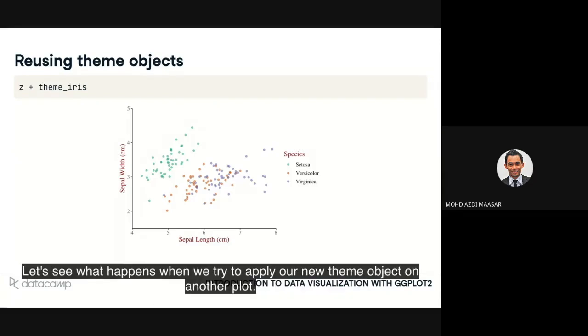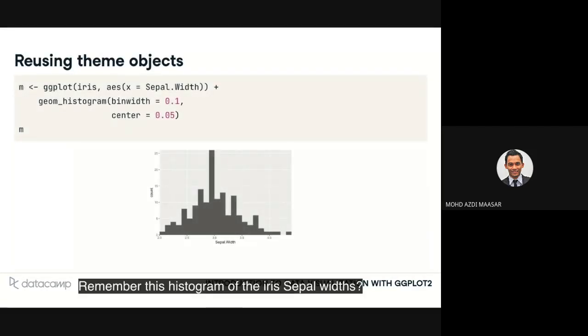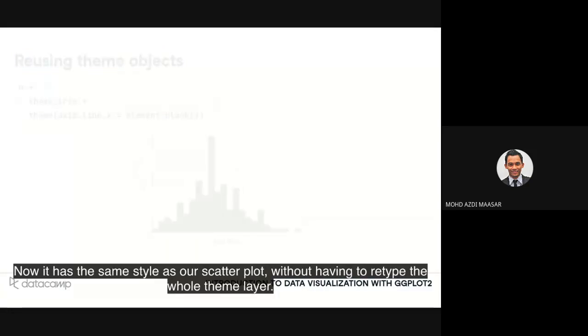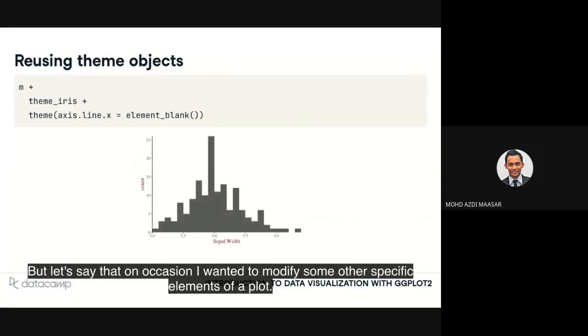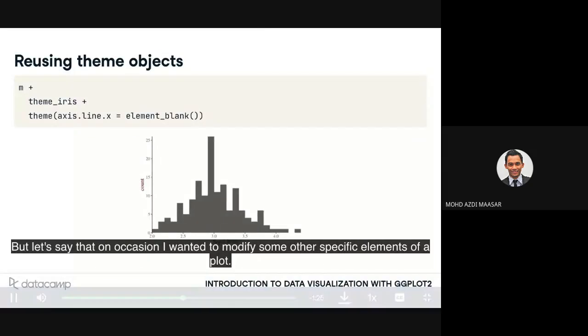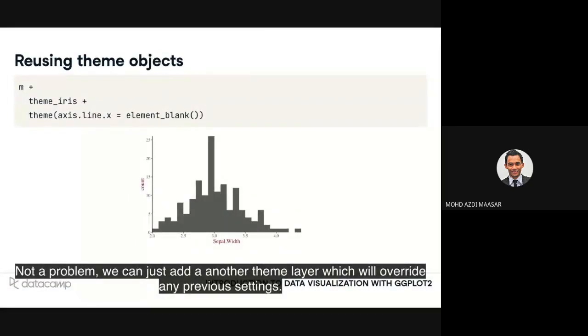Let's see what happens when we try to apply our new theme object on another plot. Remember this histogram of the iris sepal widths? Now it has the same style as our scatter plot, without having to retype the whole theme layer. But let's say that on occasion, I want to modify some other specific elements of a plot. Not a problem. We can just add another theme layer which will override any previous settings.